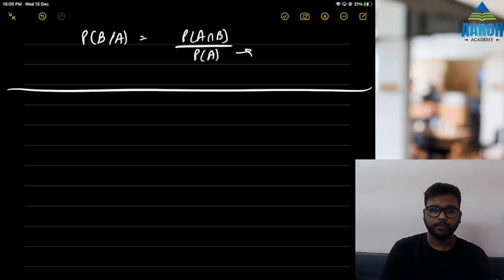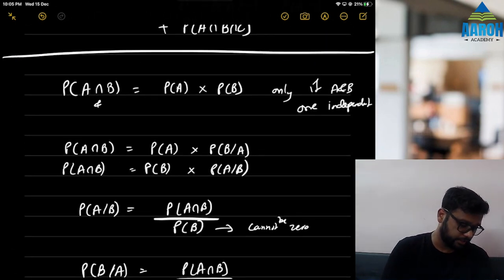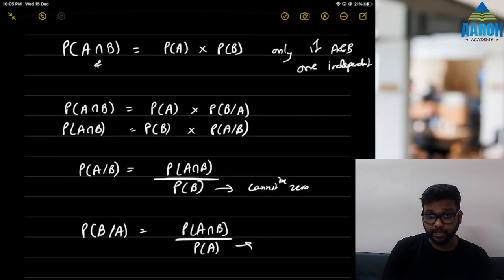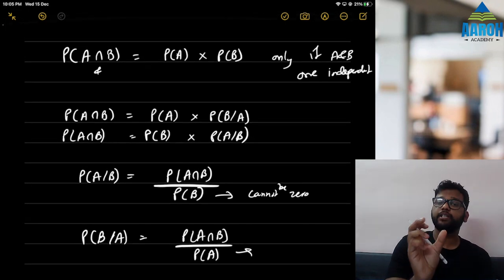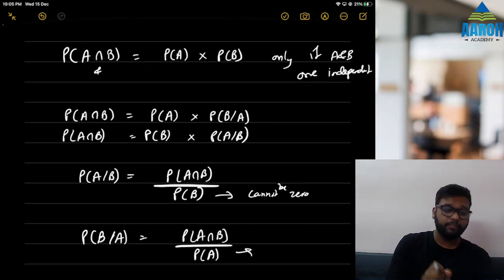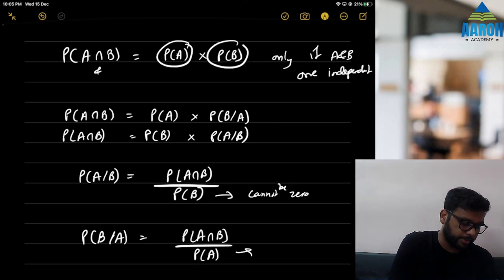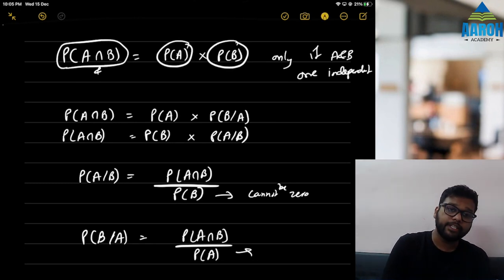Sir, how do we determine whether A and B are independent or not? If you want to determine whether A and B are independent or not, then we check what is their combined probability, and then we check what is the product of their individual probabilities. If they are matching, then we say that they are independent.